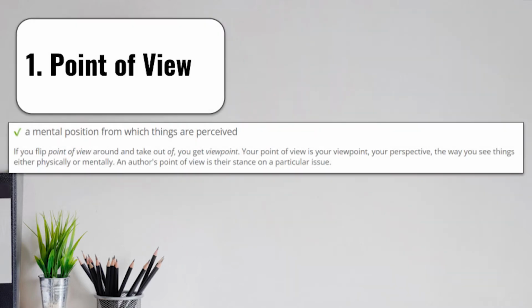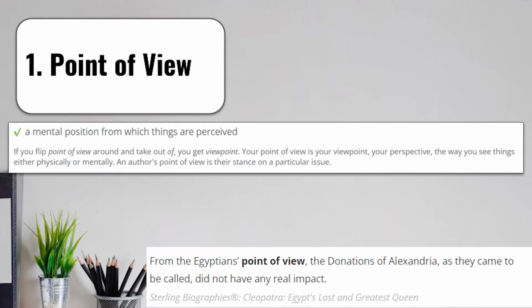Your point of view is your mental position from which things are perceived. To make that a little bit more understandable, if you flip point of view around and take out of, you get viewpoint. Your point of view is just your viewpoint. It's your perspective. It's how you feel about things. It's the way you see things either physically or mentally.